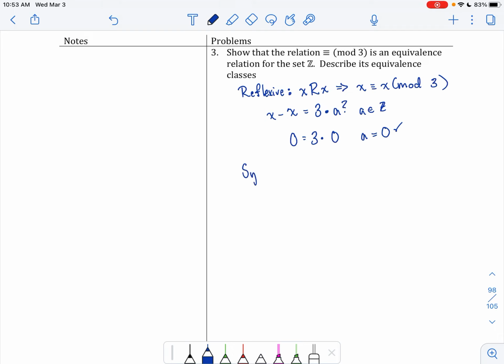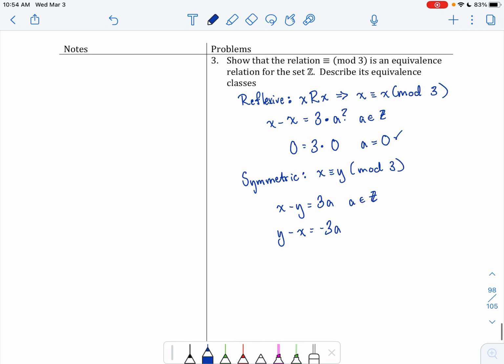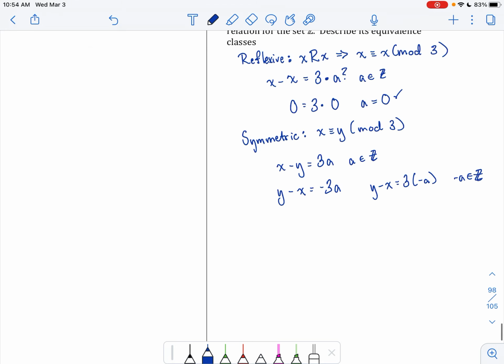For symmetric, we know that x is equivalent to y in mod 3, which means that x minus y is equal to 3a for some a in the integers. We want to show y minus x. If I reverse the subtraction, that means that this becomes negative 3a, which is y minus x is equal to 3 times negative a. Negative a is also an integer, so it is symmetric.